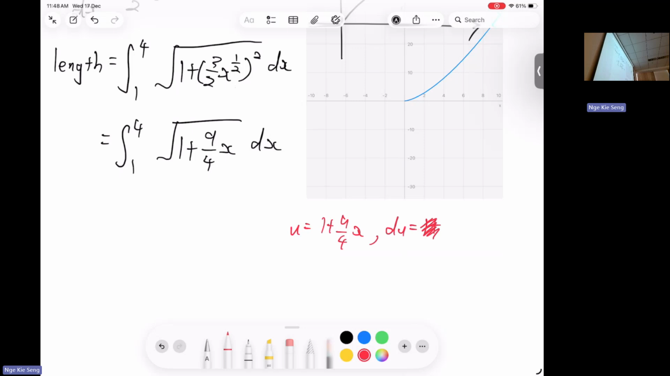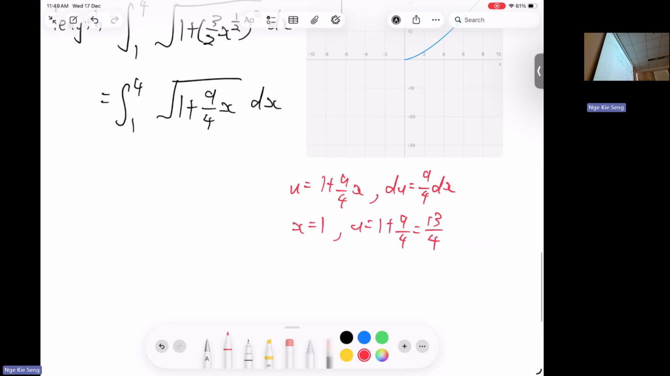Now Apple still cannot do derivatives. We have to do it ourselves. So du is 9 over 4 dx. So remember to change your integration domain, right? So when x equals 1, u will become 1 plus 9 over 4, which is 13 over 4.